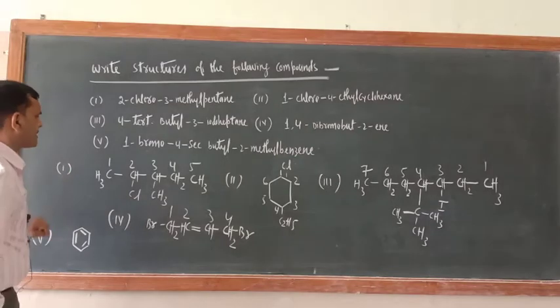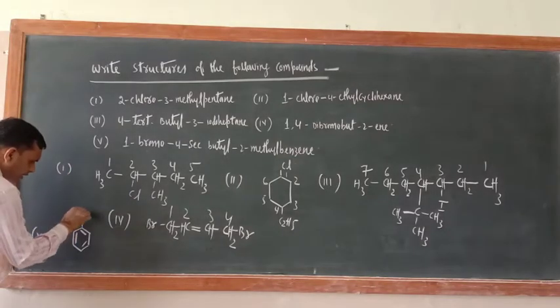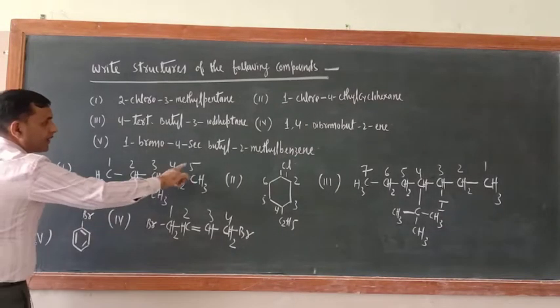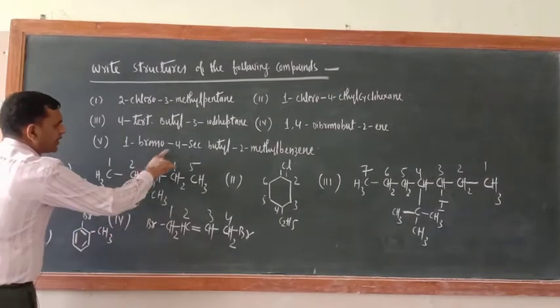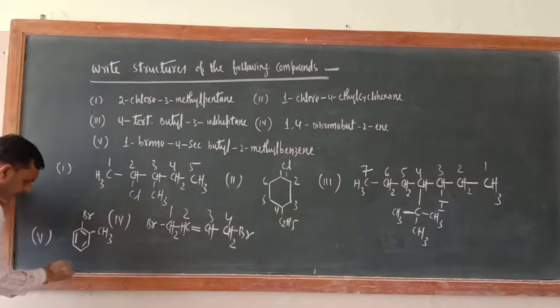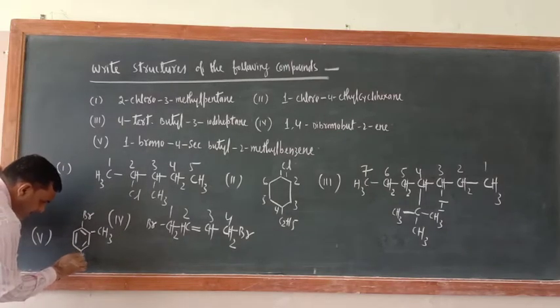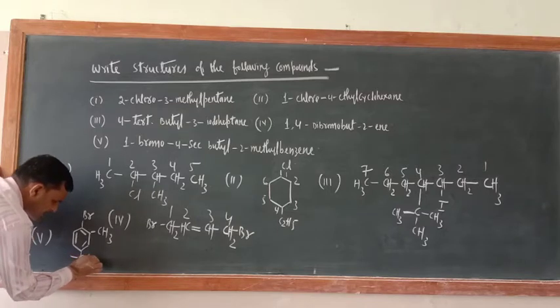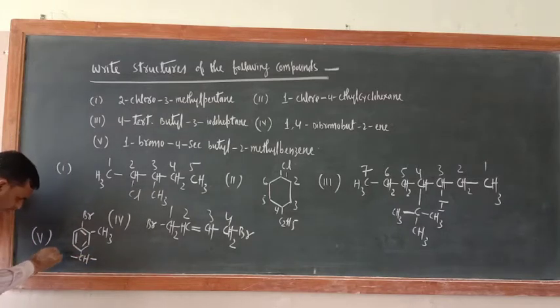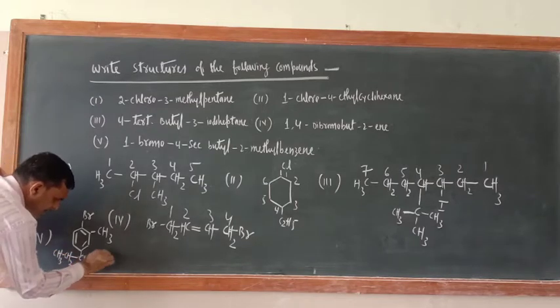Okay. Now just see. 1 bromo. So start here only, bromo. Then what is there? 2 methyl. So at 2 number, CH3 group is there. Then at 4 number, secondary butyl. So secondary butyl means, just see, this is CH. This is CH. Okay. Now here CH3, CH2, CH3.